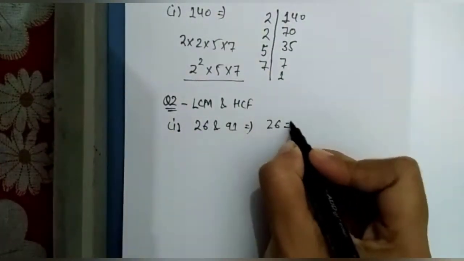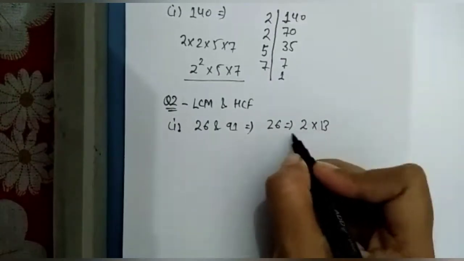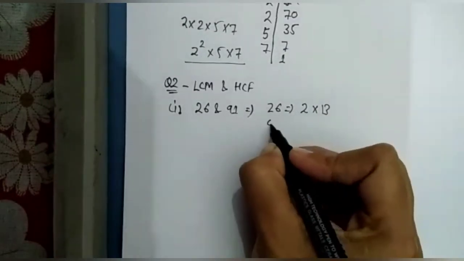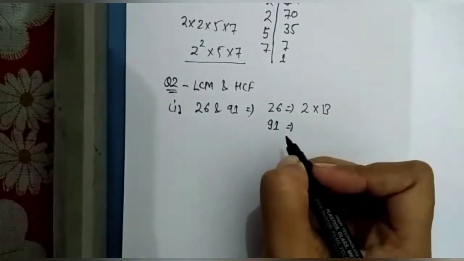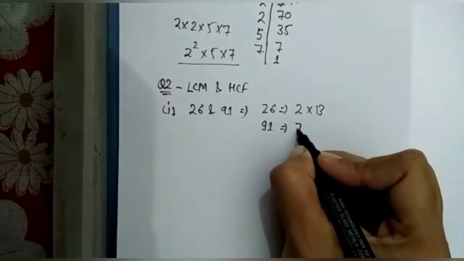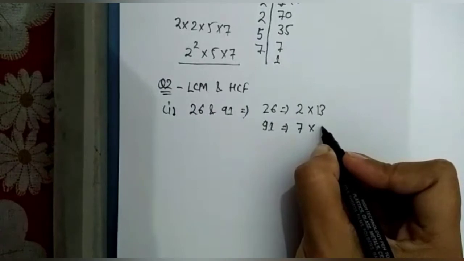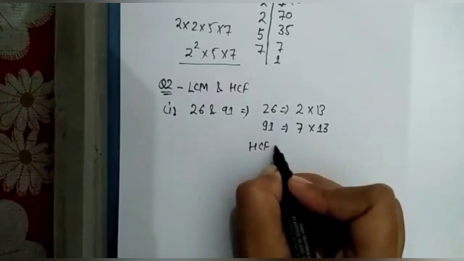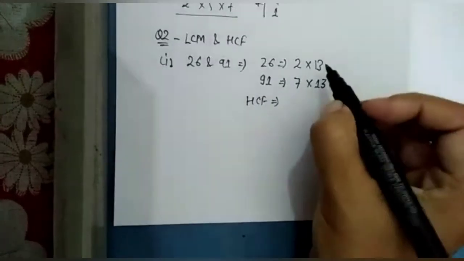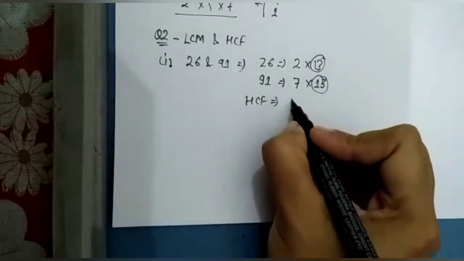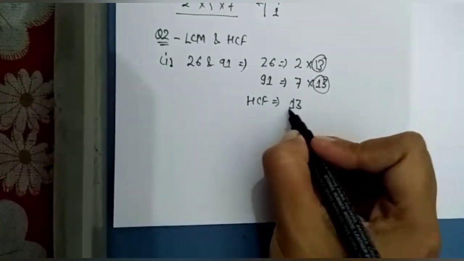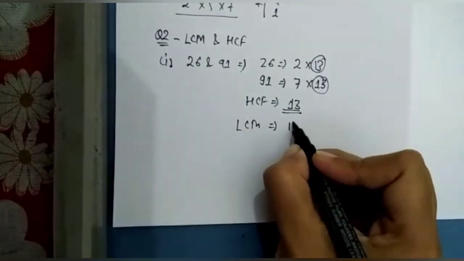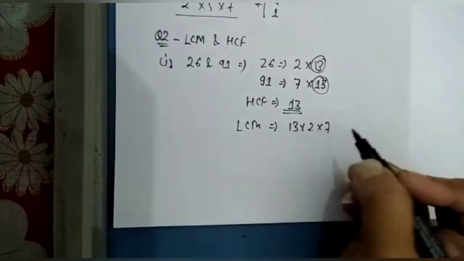26 is 2 into 13, so the factors of 26 are 2 and 13. And the factors of 91 are 7 into 13, since 7 thirteens are 91. So what will be the HCF? The HCF will be the common part, that is 13. This will be your answer. And what will be the LCM? That will be 13 into 2 into 7.